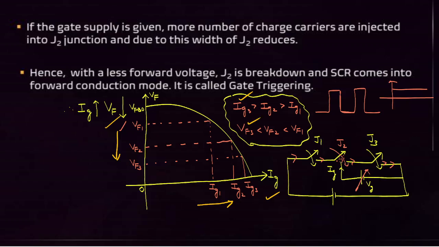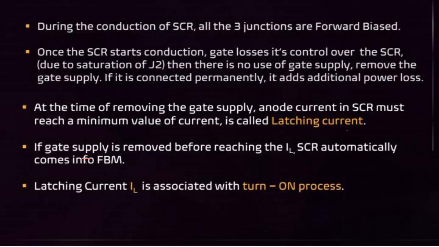But even though the gate is connected, a minimum forward voltage is required to bring the SCR into conduction mode. That minimum forward voltage is nothing but the finger voltage that you have to consider. During the conduction of SCR, this is important, a 5-star point, already framed in the GATE exam also. During the conduction of SCR, all three junctions are forward bias. Forward blocking mode and reverse blocking mode are different.